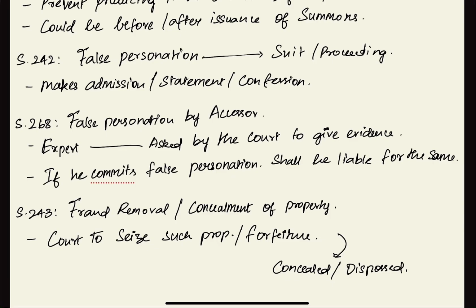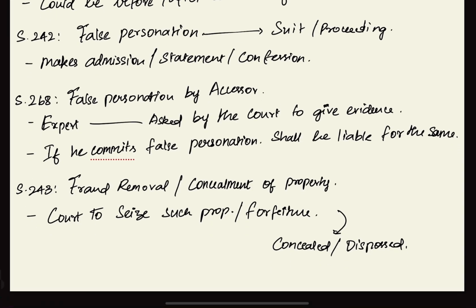And section 268 deals with false personation by assessor. When an expert has been appointed by the court of law to give evidence, for example a surveyor in case of civil suits, and he commits false personation, he shall be held liable for the same. So that is dealt under section 268.